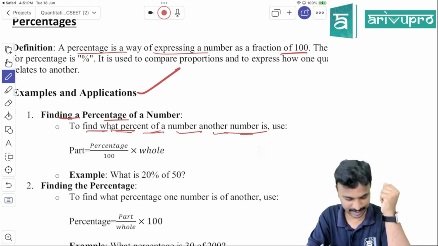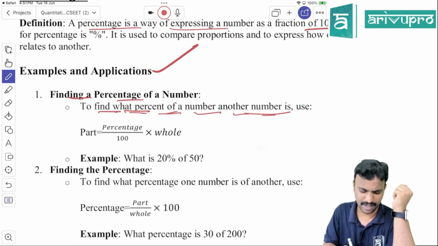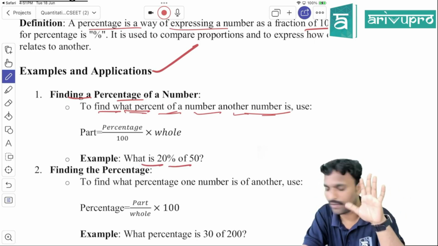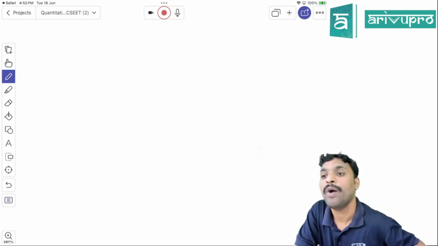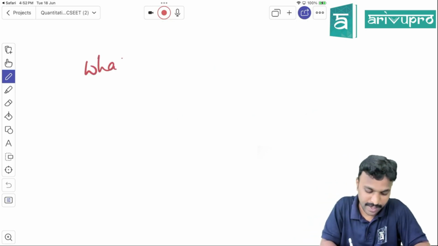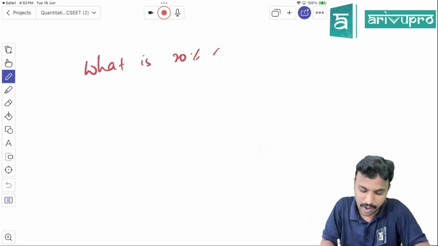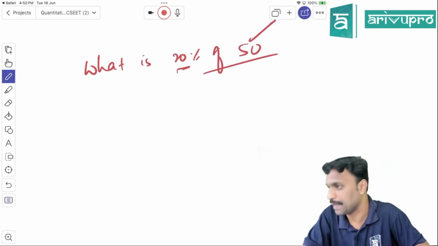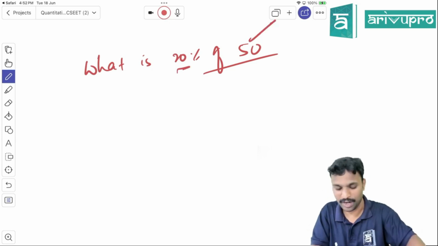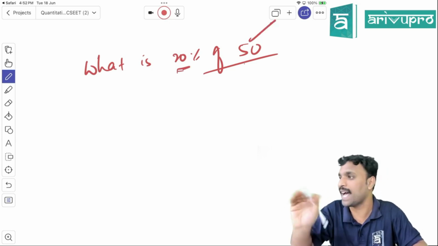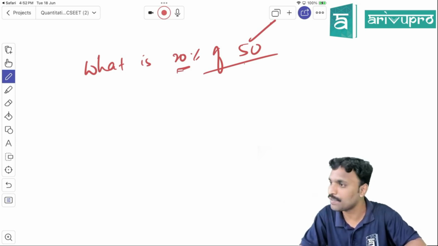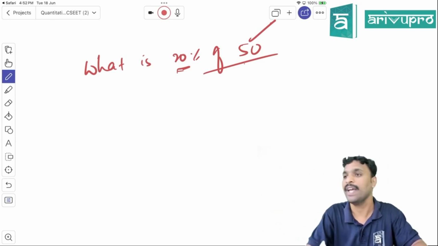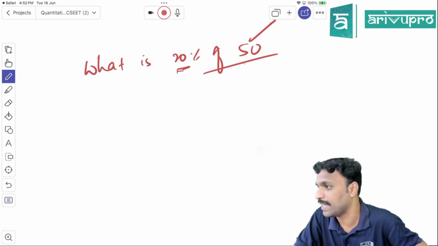See, say for example, what is 20% of 50? If you don't get this, let's see. What is 20% of 50? So some percentage of another number. That's the meaning of it. What percentage of this number is another number they are asking. What is 20% of 50 they are asking.